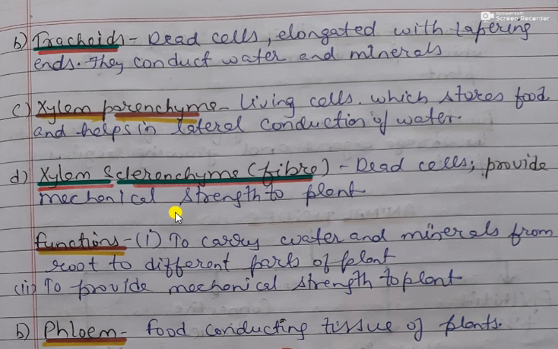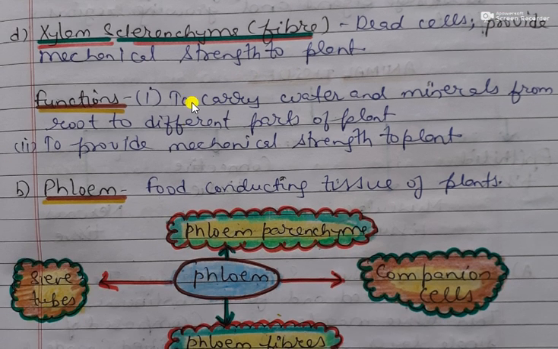Okay, now we will study the function of xylem. The function of xylem is to carry water and mineral from root to different parts of plant, because root absorbs water. So this water has to be transported to the leaves also to carry out the process of photosynthesis. So this water and mineral is carried from root to the different plant parts with the help of xylem. Xylem also provides mechanical strength to the plant.